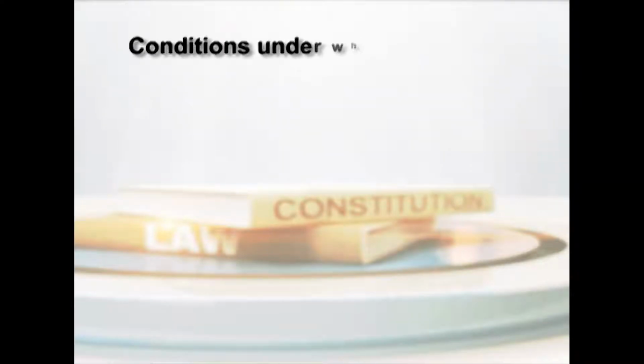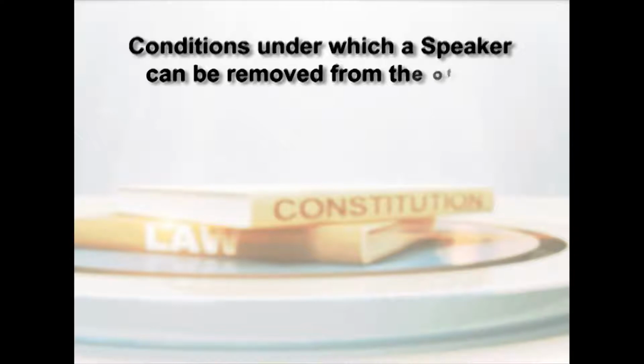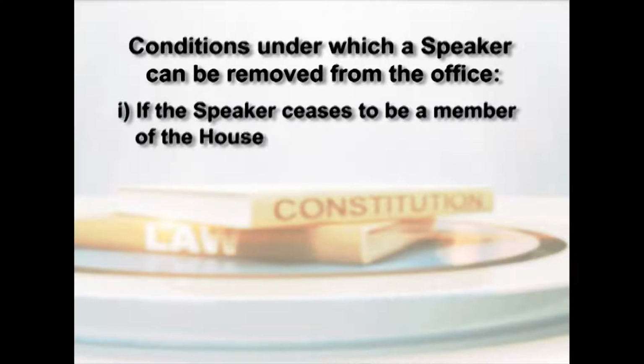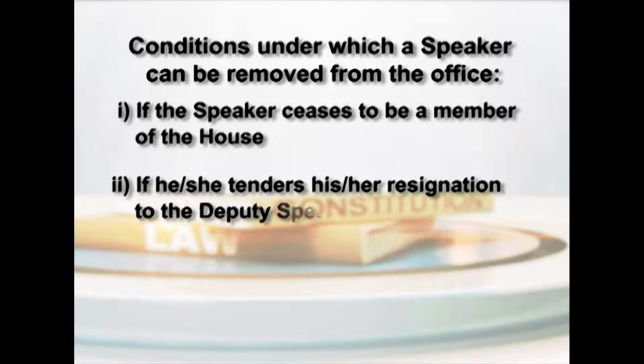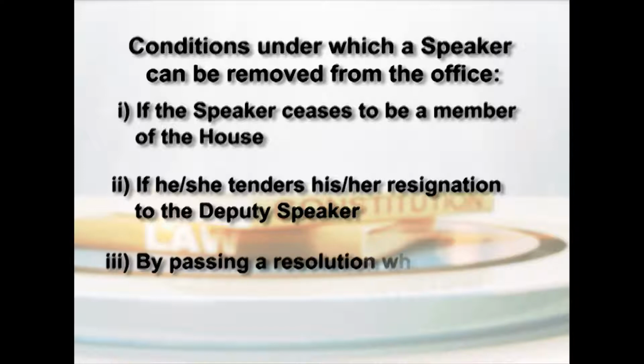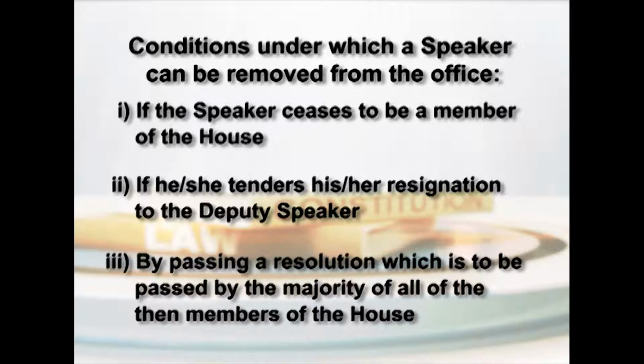Now, there are certain conditions under which a Speaker can be removed from his office. First of all, a Speaker, if he ceases to be a member of the House, can be removed from his office. Secondly, if he or she tenders his resignation, the resignation letter is required to be addressed to the Deputy Speaker and vice versa. Finally, the Speaker can be removed by a resolution passed by a majority of all of the then members of the House. And this is in accordance with Article 94 of our Constitution.